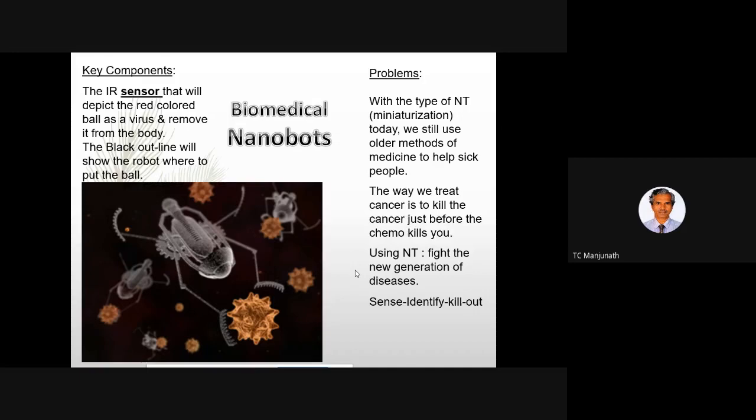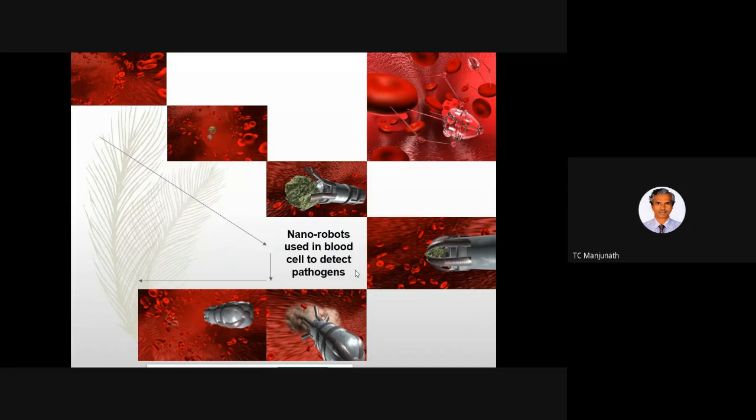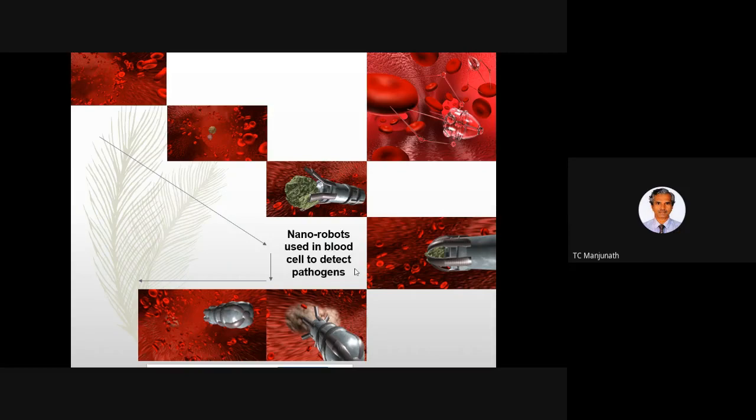Cancerous tumor cells are killed by nanobots using a laser beam, and after the cell is dead, the nanobot takes that particular cell and keeps it back in a tray or recycle bin inside the nanobot, and then finally comes out after collecting all the dead cells. Of course, it's a very expensive process, this type of nanotechnology cancer detection. Nanorobots can be used in the bloodstream to detect pathogens, identify, detect, kill and destroy them, and come out. That is one of the main advantages of this.